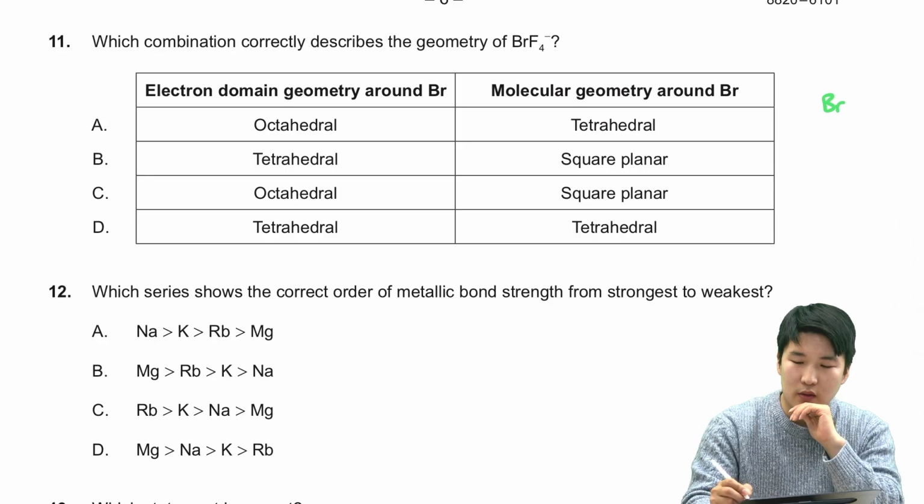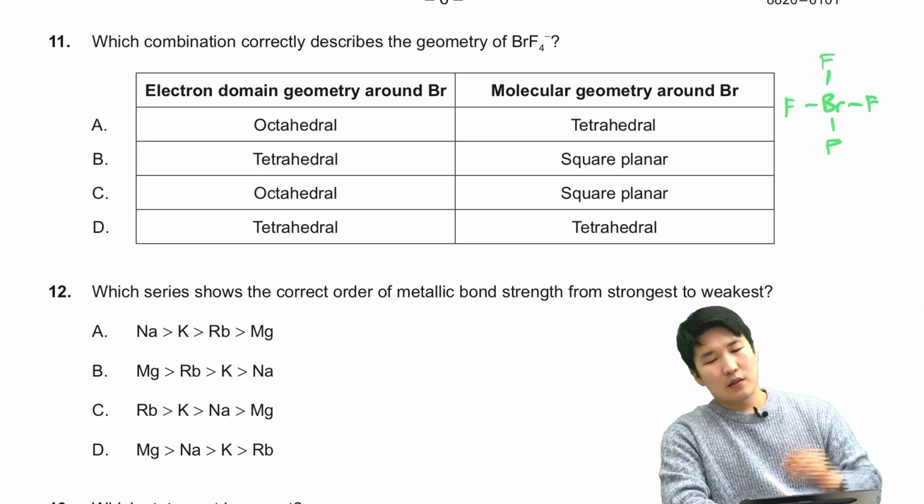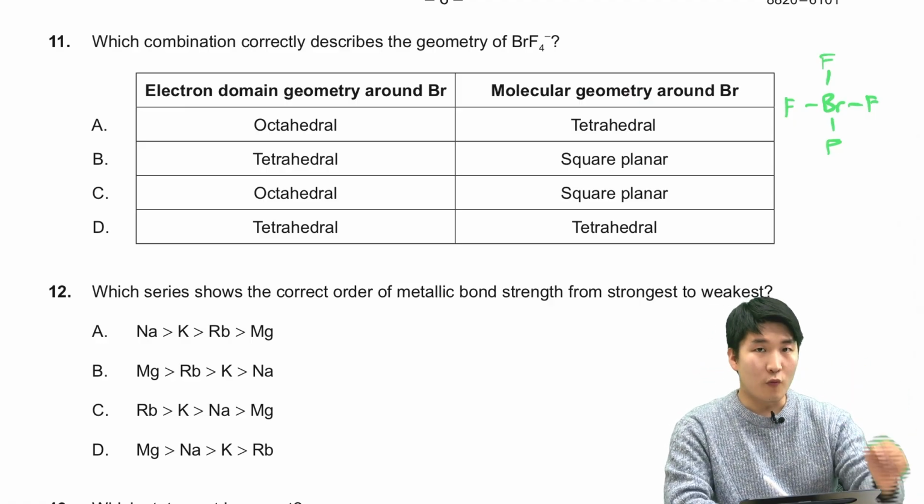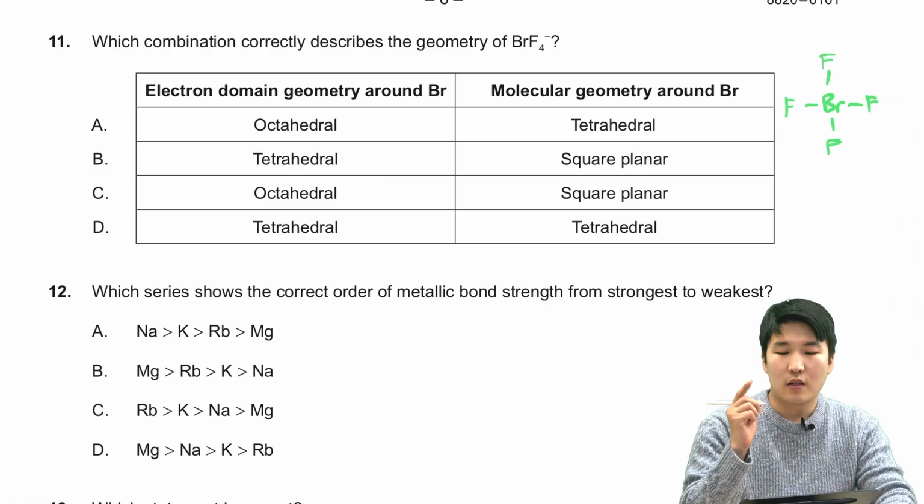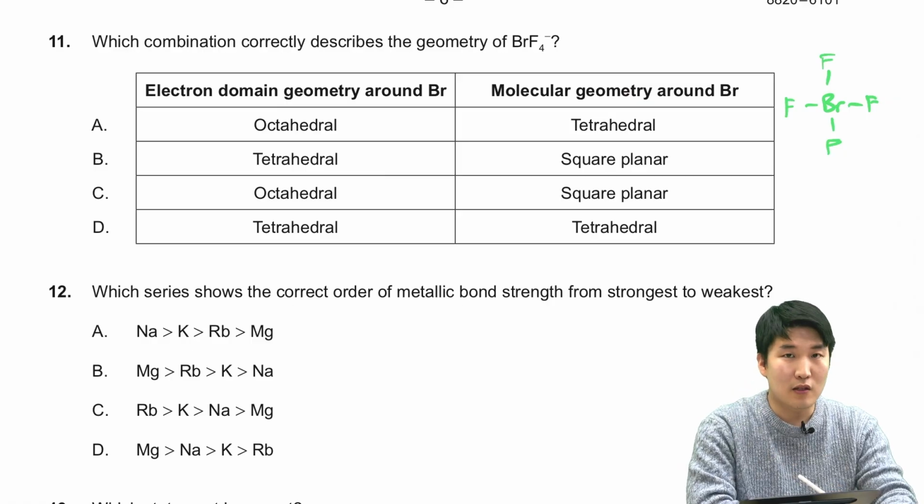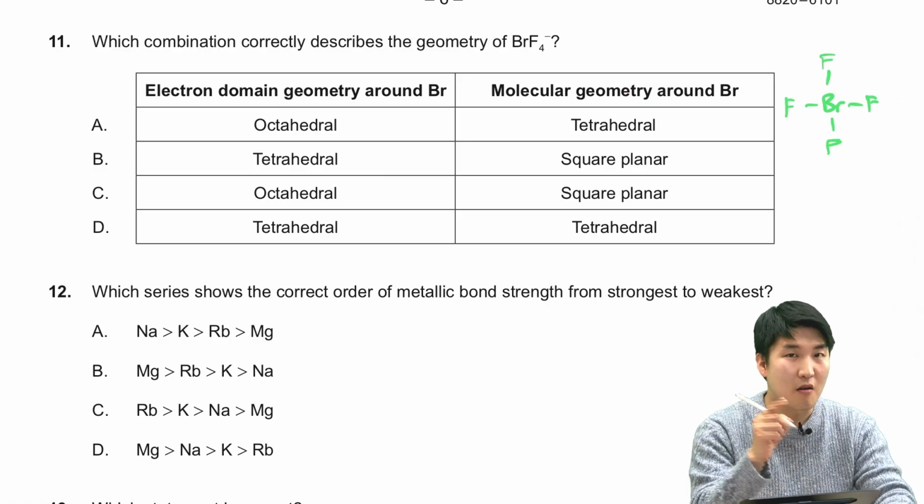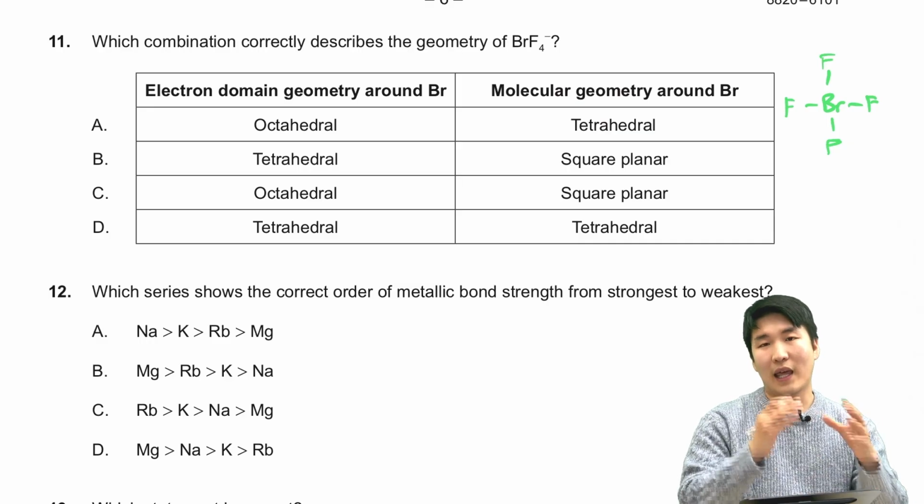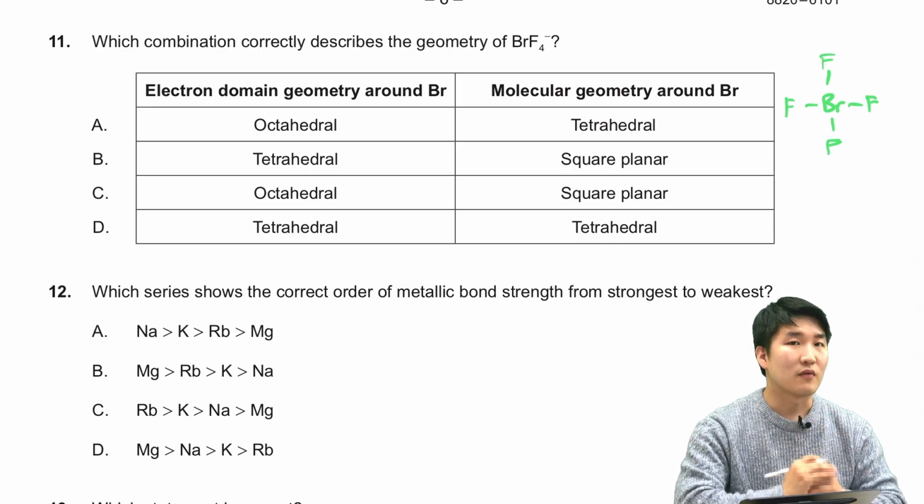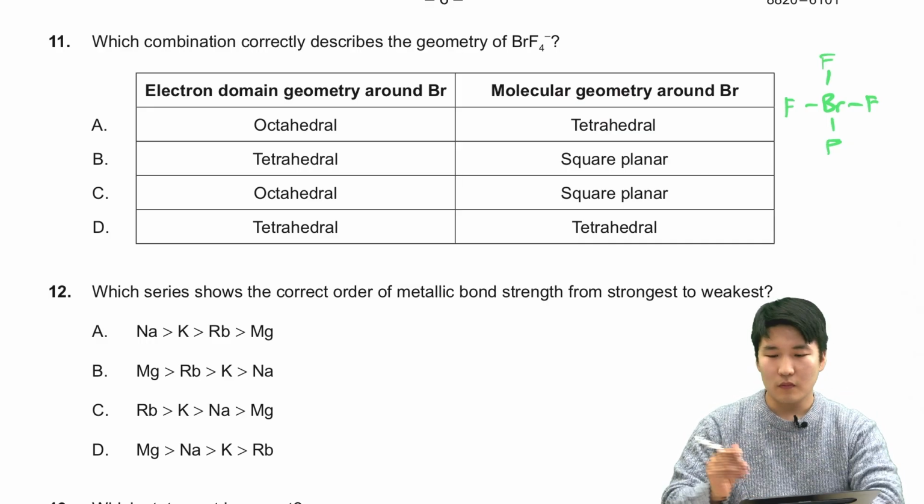Br will have 4 bonding pairs with 4 fluorines, which means that we will have used up 4 valence electrons of the 8 valence electrons available on Br minus. Note, we're dealing with Br minus, not Br. Therefore, 8 valence electrons instead of the normal 7.